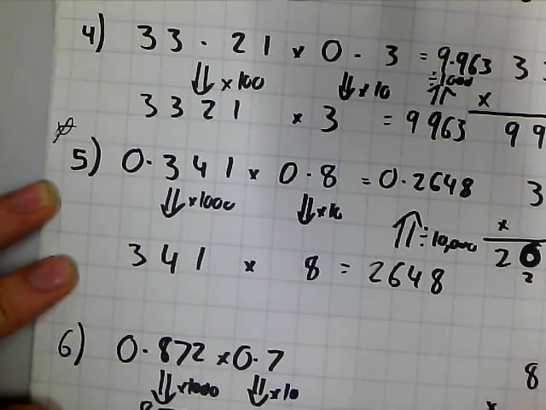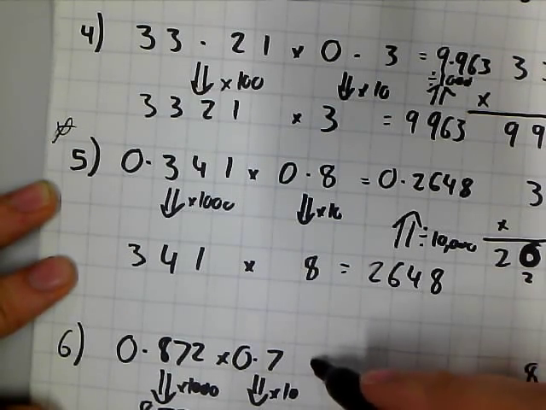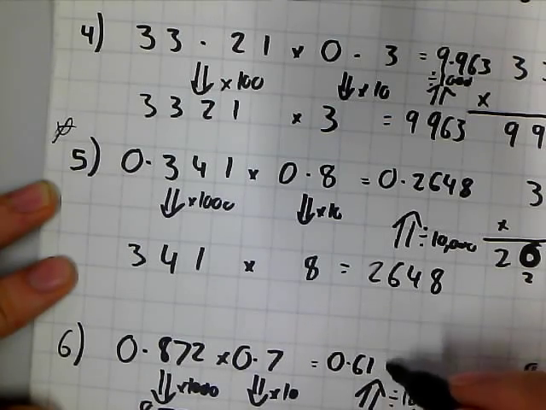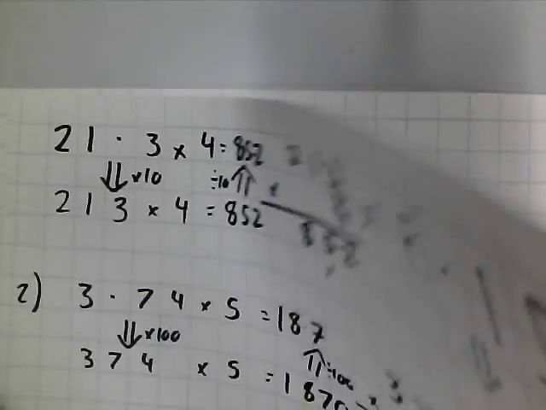So 6,104, but I now want to divide my answer by 10,000, or by 1,000 and 10. So dividing by 1,000, I get 6.104. Divide by another 10, I get 0.6104. Okay, question 7.